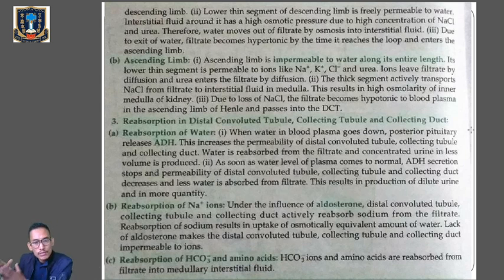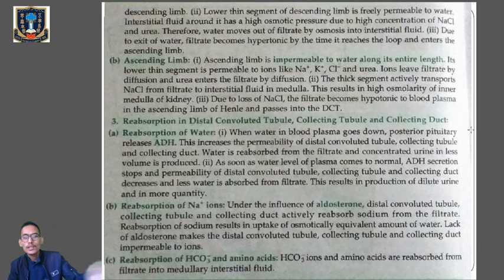Now as soon as the water level of the plasma comes back to normal, the ADH secretion will be stopped. When the water level in the plasma comes to the normal level, the production of ADH stops, and the permeability of the DCT, collecting duct and collecting tubules decreases, and less water will be reabsorbed from the filtrate. Whenever less water is reabsorbed from the filtrate, the urine becomes dilute and is produced in more quantity. Clear? Number 2, let's talk about reabsorption of sodium ions.